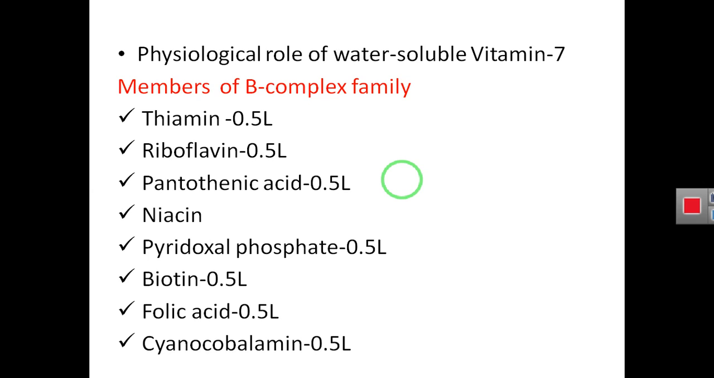Then we will be moving towards studying the physiological role of the complex family of vitamins, that are the water soluble vitamins. In this topic, we would be studying about thiamine, riboflavin, pantothenic acid, niacin, role of pyridoxal phosphate, biotin, role of folic acid, and cyanocobalamin. All these are B complex family vitamins, and we will complete the role of two vitamins in one lecture. So that is how these almost 14 vitamins will be completed in 7 lectures.